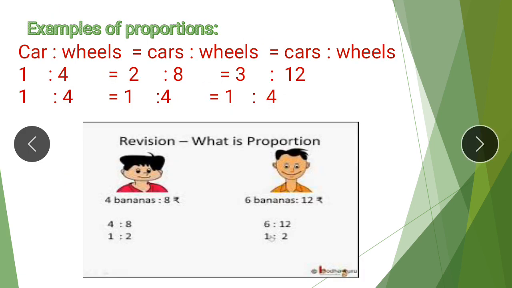For instance, we have the ratio between cars and wheels: for one car, 4 wheels are required. So the ratio of cars to wheels is 1:4. If we increase the number of cars, the number of wheels will also increase. This is direct proportion. Here you can see that though the number of cars and wheels are increased, the ratio is the same, 1:4, because for every car, 4 wheels are required. So when the ratios are equal, this is known as proportion.